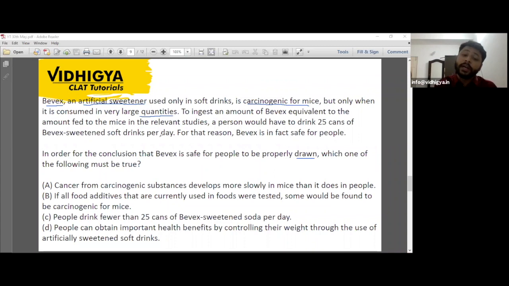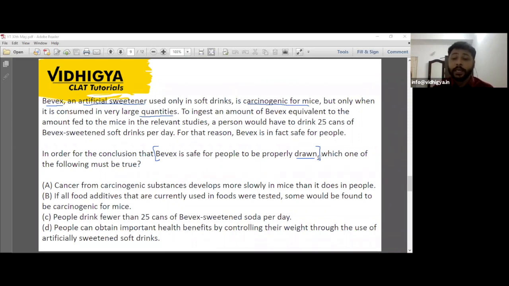so he has already given you the conclusion that this is the conclusion. Which one of the following must be true? Now this is not a question of a paragraph based reasoning question for you anymore. This is not a paragraph based reasoning question for you anymore. This is now a statement based reasoning question for you.